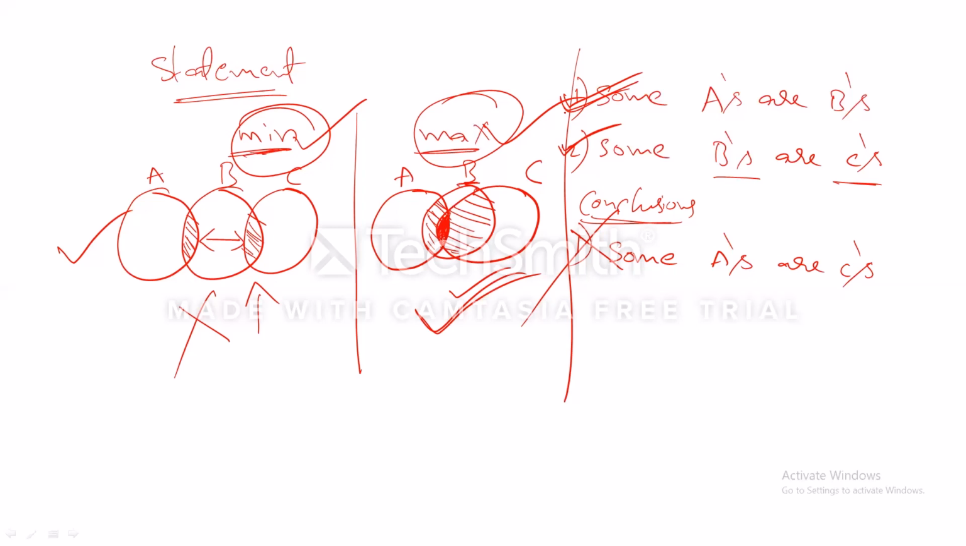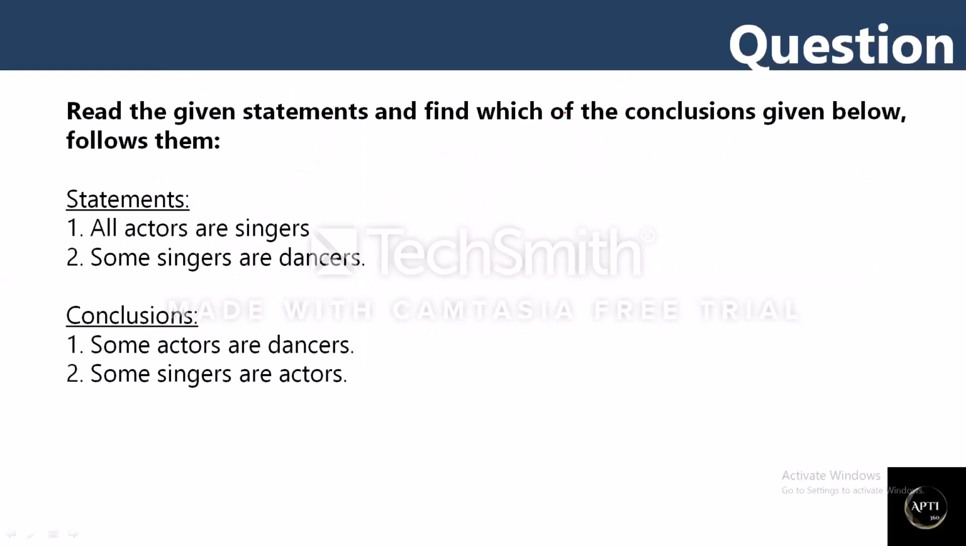So this is the entire concept of syllogisms. Now we'll try to solve the first question from syllogisms. It is a very simple topic. If you understand it clearly, it will hardly take 20 to 30 seconds, and sometimes, with good practice, less than 20 seconds to solve syllogism questions. Now, first question: all actors are singers.